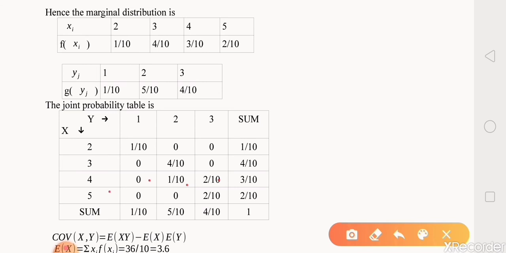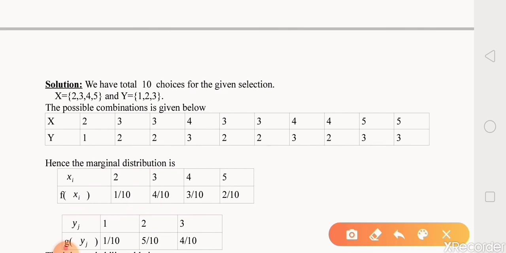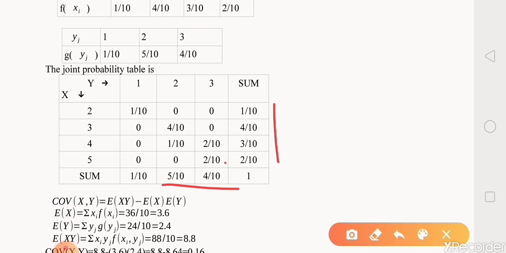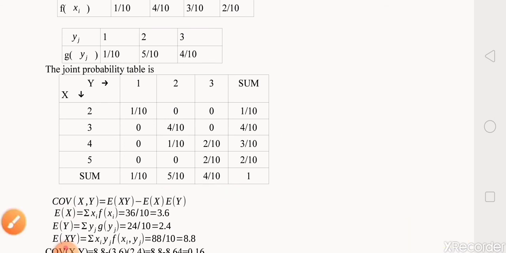Now we consider x equal to 5 and y equal to 1, 2, 3. X equal to 5, we have two cases. There we don't have y equal to 1 or y equal to 2. We have x equal to 5, y equal to 3. 2 possibilities out of 10 possibilities. So probability is 2 by 10. If you consider the sum of each row and each column, we will get the required joint probability table.